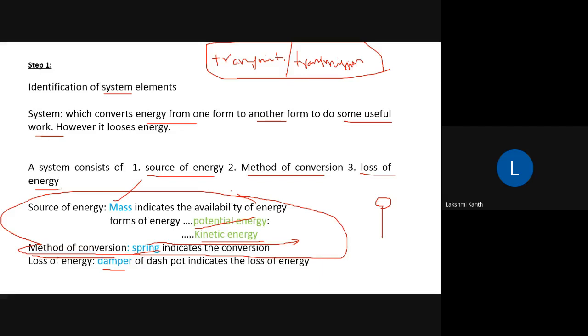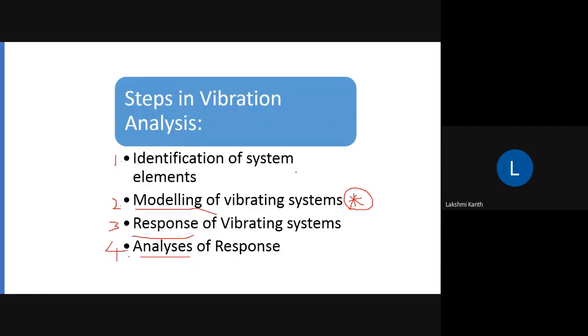Okay, so this is step one. We are understanding step one: analysis of a vibrating system. In that analysis, step one is identification of the system elements, right? After getting the question from the paper setter, in the exam, first you identify, related to this topic, what are the elements in the question?